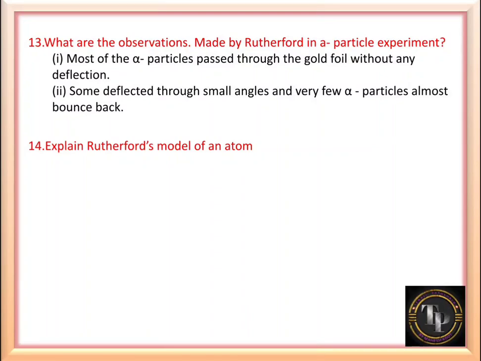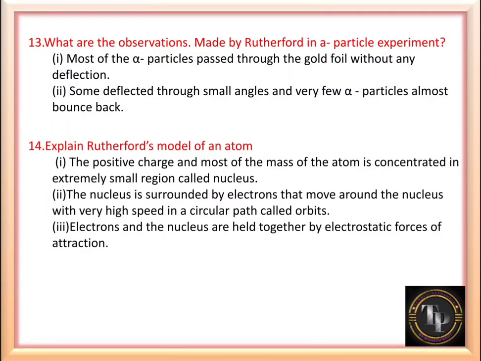Explain the Rutherford model of an atom. The positive charge and most of the mass of the atom is concentrated in an extremely small region called the nucleus. The nucleus is surrounded by electrons that move around it with very high speed in circular paths called orbits. Electrons and the nucleus are held together by an electrostatic force of attraction. So these are the four postulates given by Rutherford.